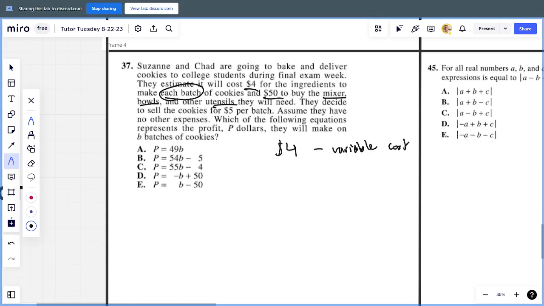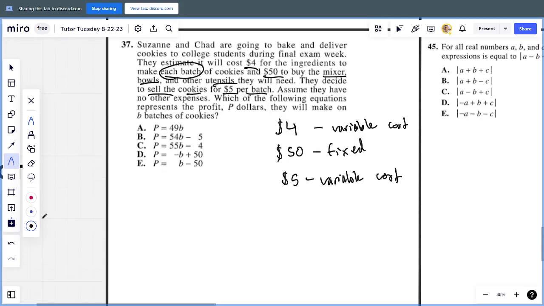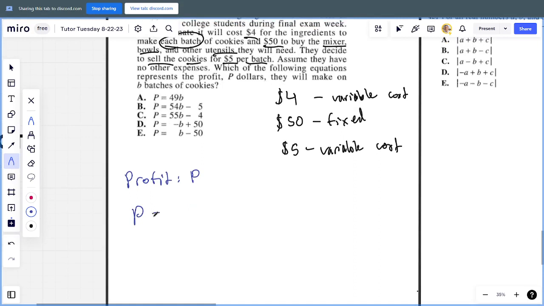And that will help us set up our linear equation, because it's probably going to be modeled by a linear equation if we look at our answer choices. And then they decide to sell the cookies for $5 per batch. So $5 is another variable cost, but they're related to the same variable. So the total profit, P, is going to be equal to the revenue minus the costs. And if you're a business major, ooh, you better remember that.